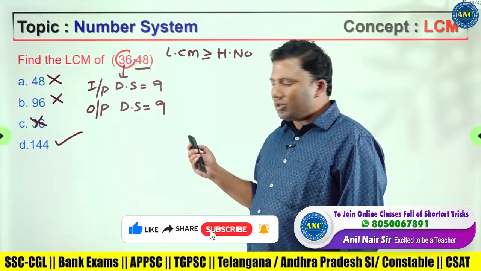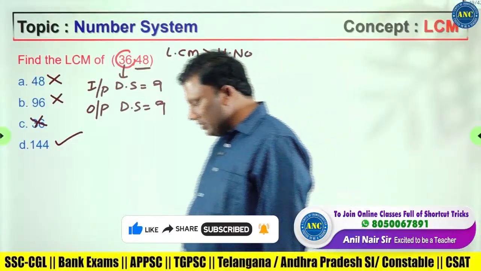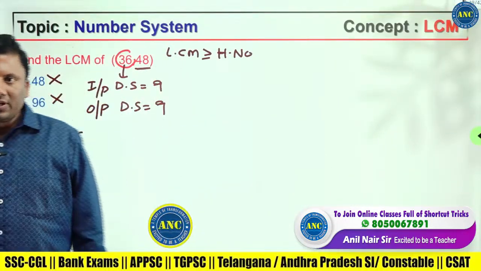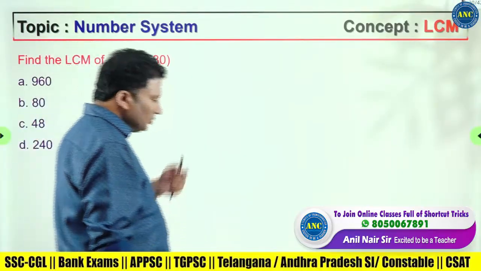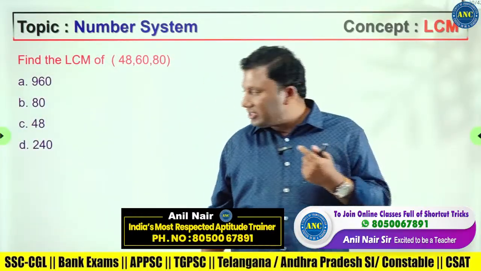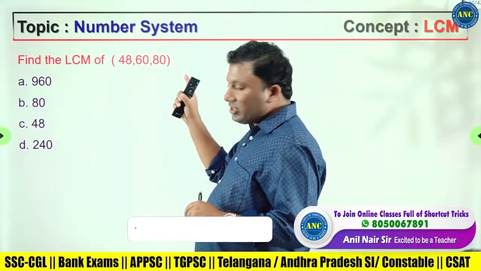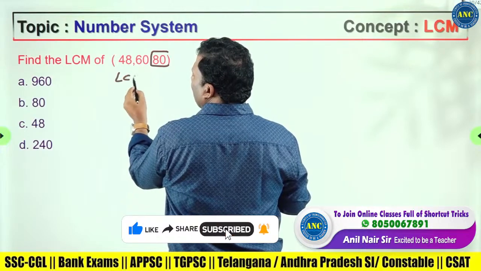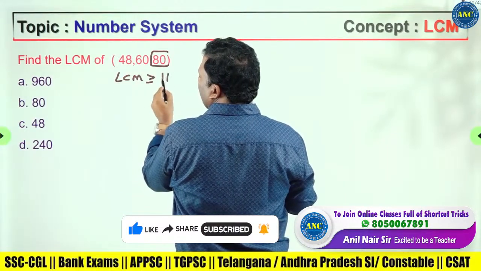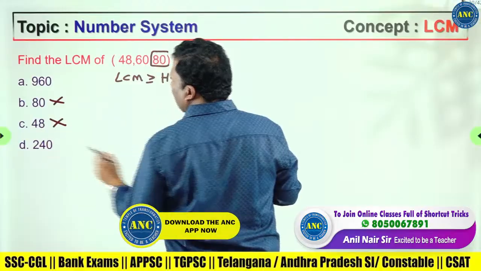Clear? Now with this, slowly we will discuss LCM of 36, 48. Now see. Tell me this answer. Look at it and tell me which answers are not possible. LCM of 48, 60, 80. LCM should always be greater than or equal to the highest number. So C is not possible.